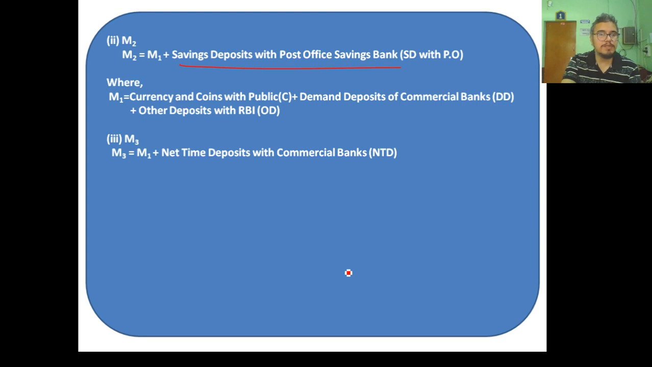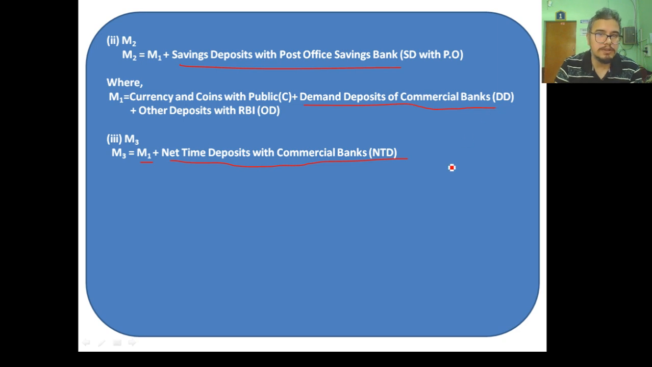Now next is M3. Now in M3 what happens here, also you will see M1. Okay, M1 means this only, C plus DD plus OD. In M1 if we add net time deposits with commercial banks. Okay, time deposits with commercial banks, if added to M1, then it will give M3. Clear?